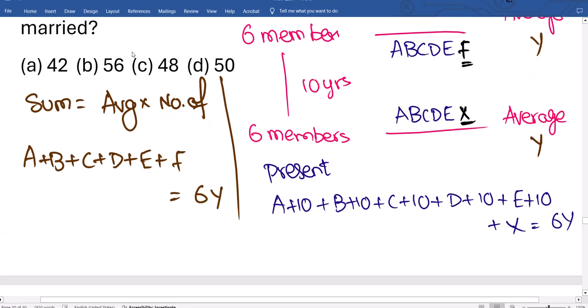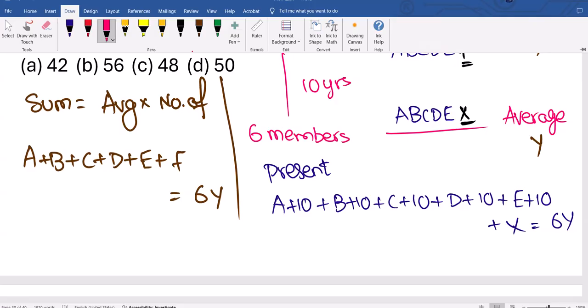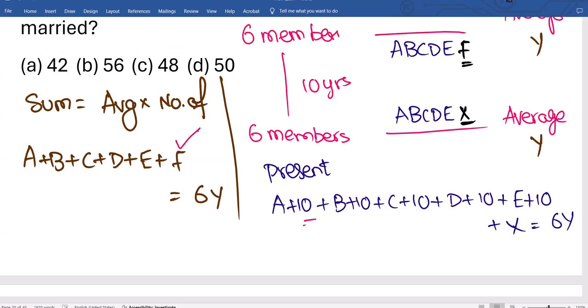Now subtracting these two equations, let's say second equation minus first equation, the 6Y will get cancelled. A, B, C, D, E also get cancelled. So what we'll get? F is equal to 1, 2, 3, 4, 5, 6. I said the baby age can be taken as 0, not counted as 1. Then it's like 50. 50 is the answer. You just have a look into that.